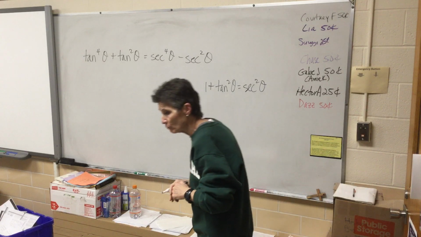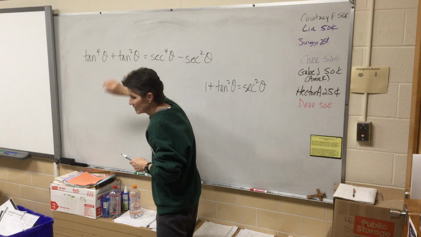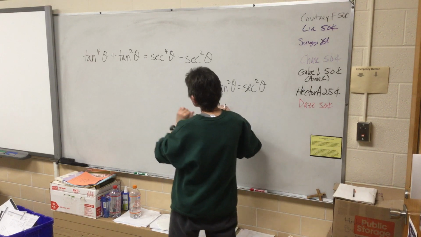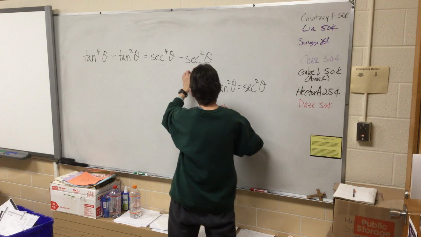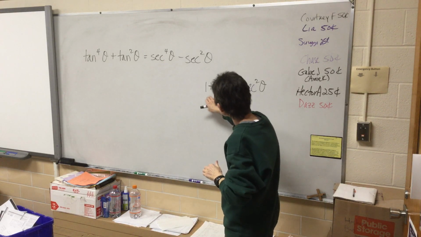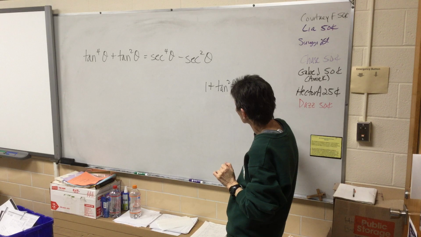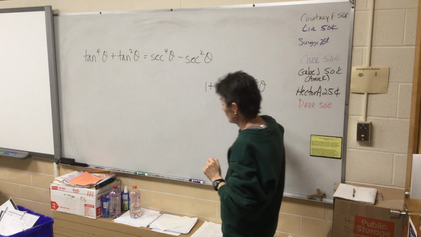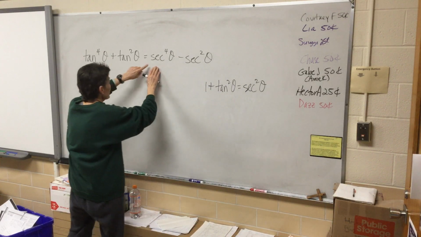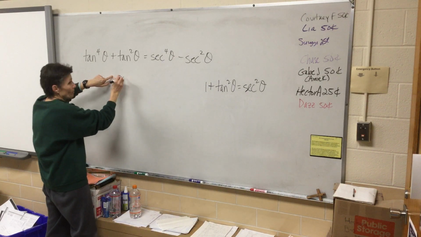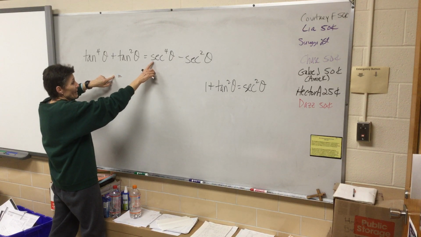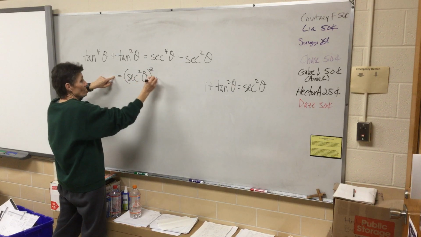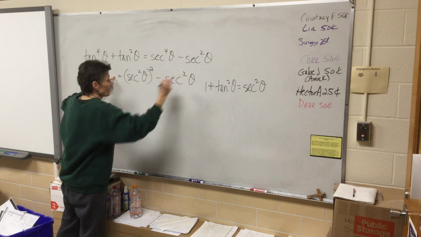And that would be a smart move, wouldn't it? Because I want to end up with tangents over here. So I'm going to change my secants into tangents using this identity that's right off my colored sheet. This is one of the Pythagorean identities. Now be really careful. You've got to think about secant to the 4th as secant squared squared. That's how you got to think of it.